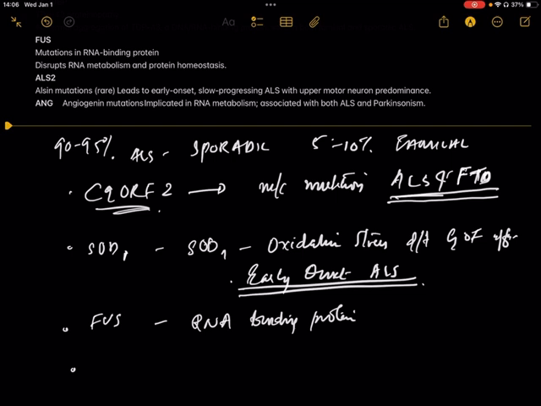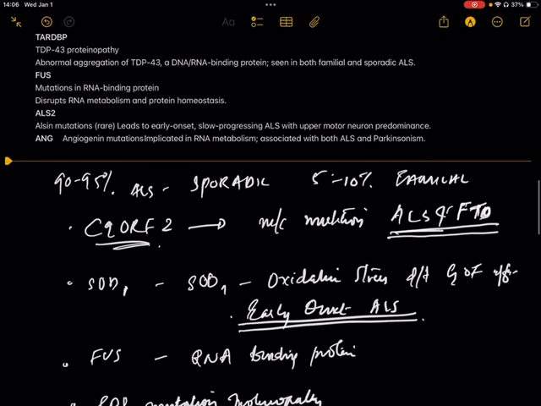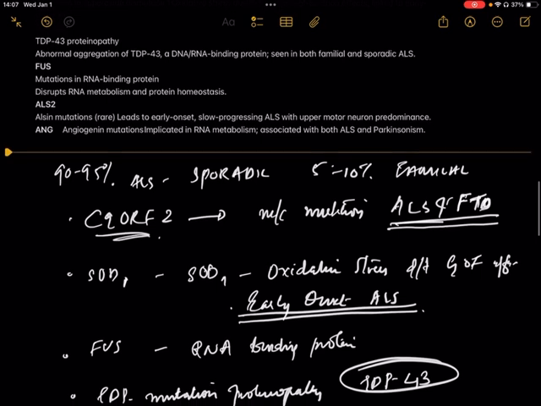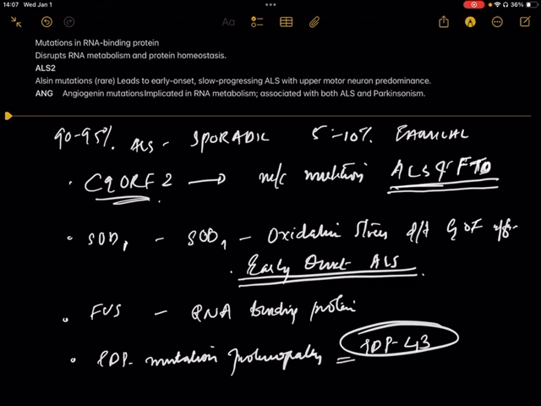The next mutation which we missed is TDP43 proteinopathy. The mutation in TDP43 leads to aggregation of TDP43, a DNA RNA binding protein, seen in both familial and sporadic ALS. Leads to aggregation of TDP43 in both familial and sporadic cases.